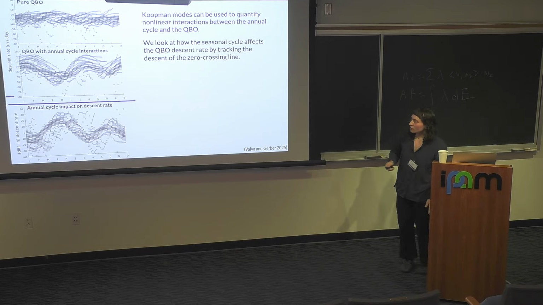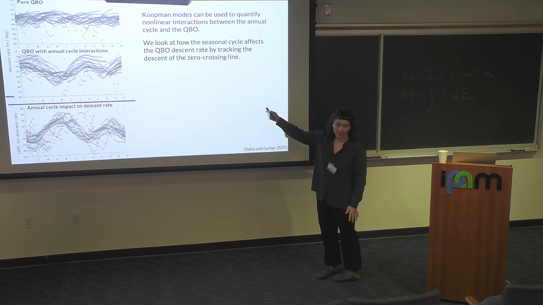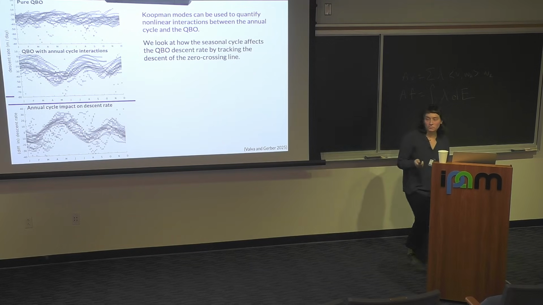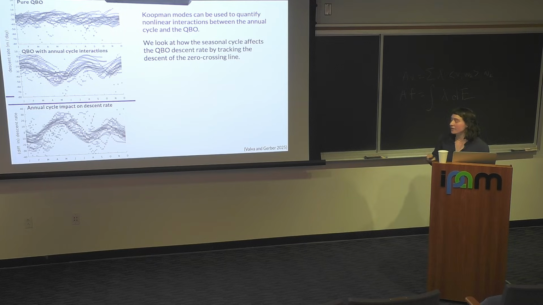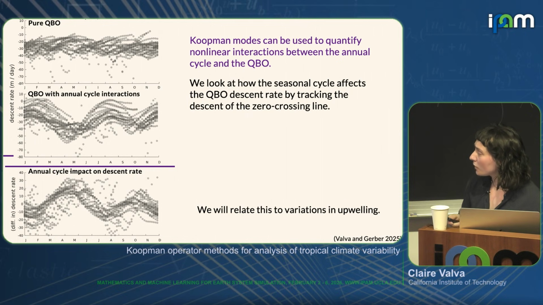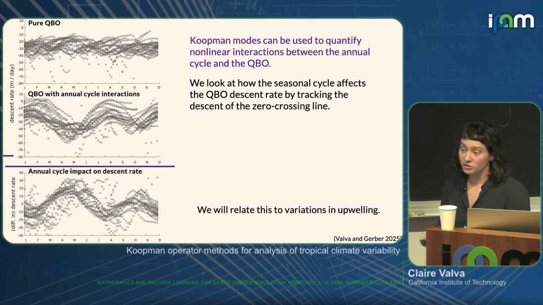Although this is a simple operation, we're just subtracting plots, we haven't been able to do this before. Getting this pure QBO is something that people have really struggled with. So you can't really study this problem, or the problem hadn't really been studied comprehensively with data previously. I'll take a second to show one set of results here. We can relate this to variations in upwelling.